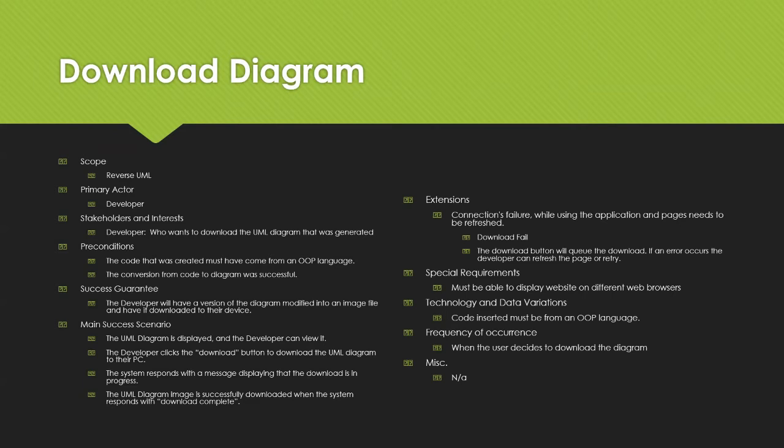Preconditions is the code that was created must have come from an object-oriented programming language, and that the conversion was successful. Success guarantee is the developer will have a version of the diagram modified into an image file and be able to download it to their device.